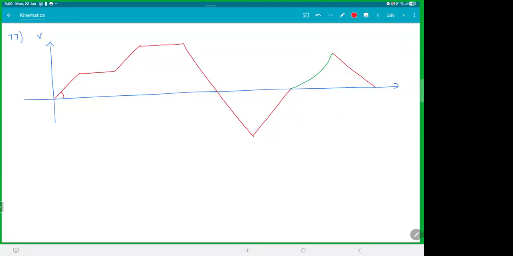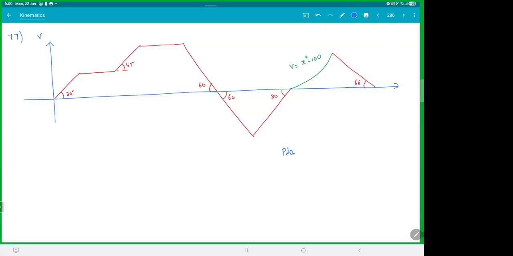So this is a VT graph. Let's say this is 30. This is 45. This is 60. This is 30. This is 60. And this thing, right, is V is equal to T square minus 100. So that curve equation is this.